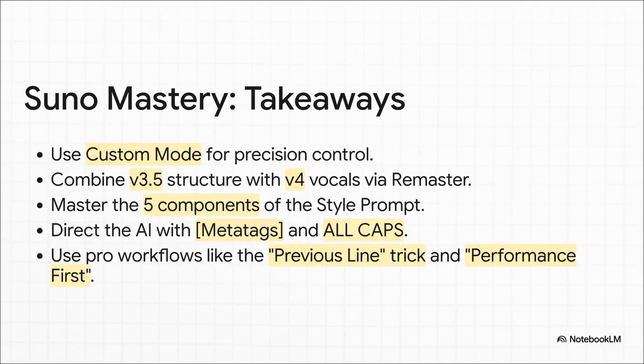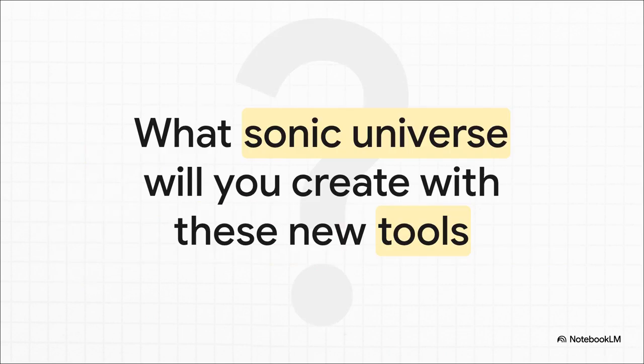So let's do a quick recap. For precision, always use custom mode. Get the best of both worlds by combining v3.5 structure with v4's vocals using that Remaster feature. Build your sonic DNA with the 5 core components of the style prompt, direct your AI performers with Metatags in all caps, and finally, use those pro workflows like the previous line trick and performance first to build long, amazing songs. We've covered a ton, but now you have the tools of a true AI music producer.